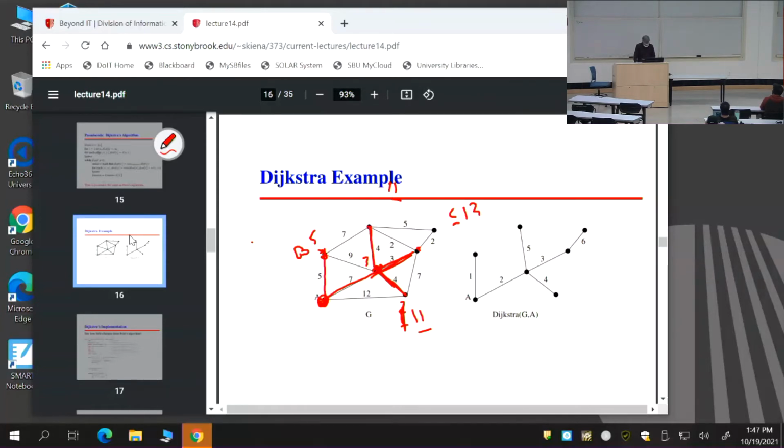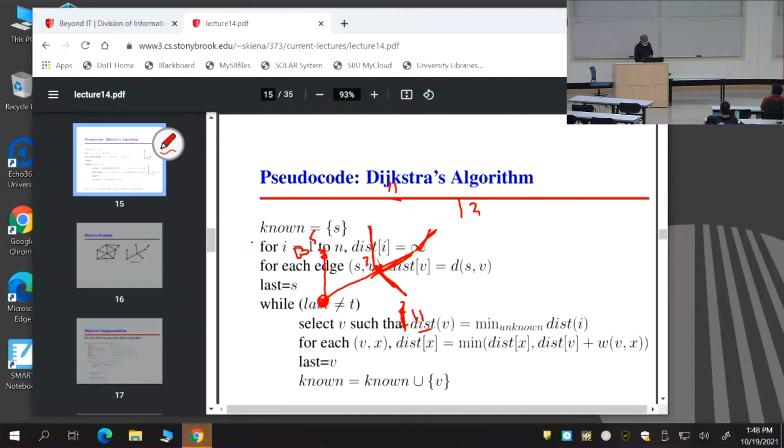And now, from either of these, I don't discover a cheaper way to get to the last one. This is my shortest path tree. Does everybody kind of see that? So what is my algorithm for this going to be? This is Dijkstra's algorithm. And what am I going to do?